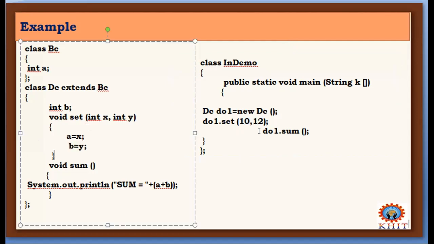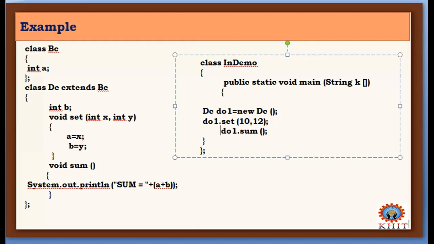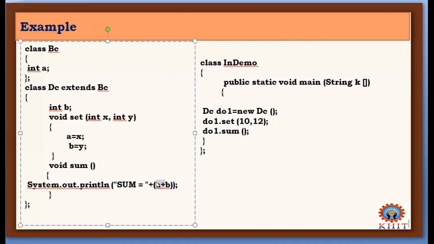Okay. And then I am calling a function do1 dot sum. By using this object do1, we can call this function sum. When we call the function sum, a plus b are added here and the value is displayed. Sum is equal to, and the value is displayed, right? So this is how we perform this inheritance.